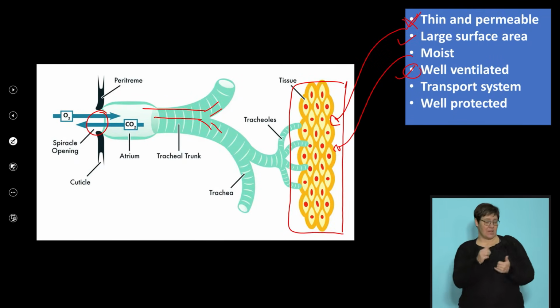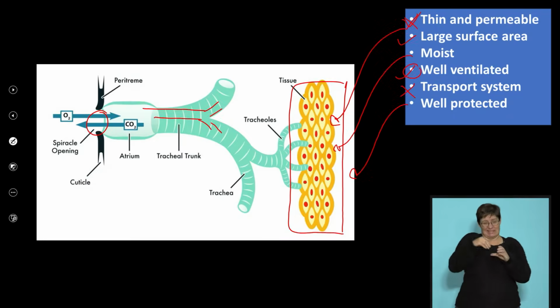Right, transport system? Not here. It doesn't have blood, and it doesn't have all these vessels taking it around. But as I said, it's not really a big insect, so everything goes around the middle. Well protected? Well, it's got a hard body covering, so we're going to say that it is probably well protected. The crunch, I don't know if you've ever stepped on one, even a spider. They're hard, they're tough, and that outer layer protects them nicely.